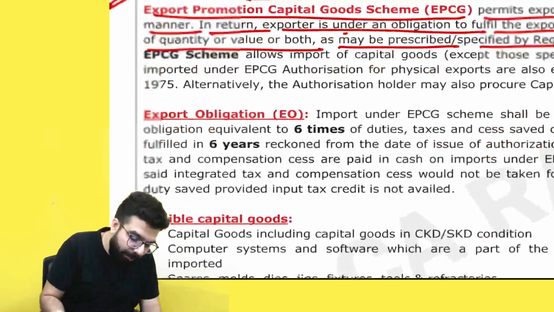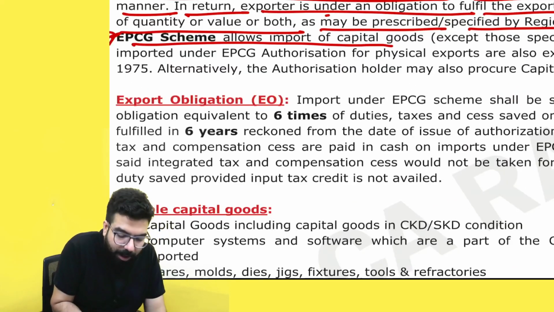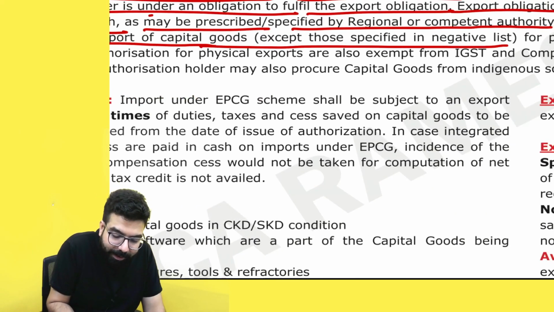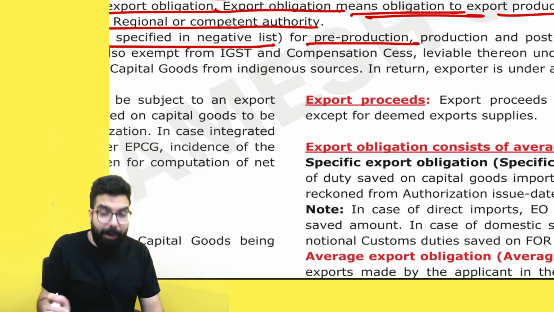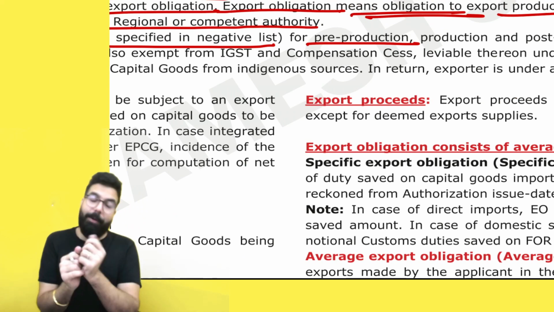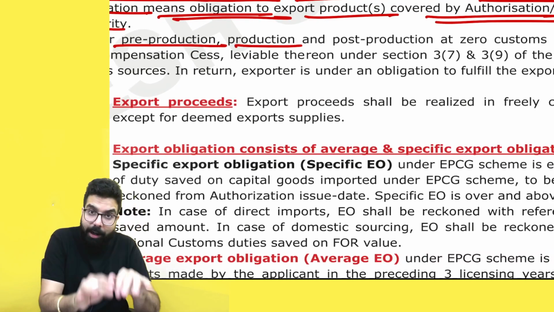Now over here, EPCG authorization allows import of capital goods except those which are in the negative list. For pre-production, might be R&D stage, if I want capital goods, you can get it. For production also you can get it.